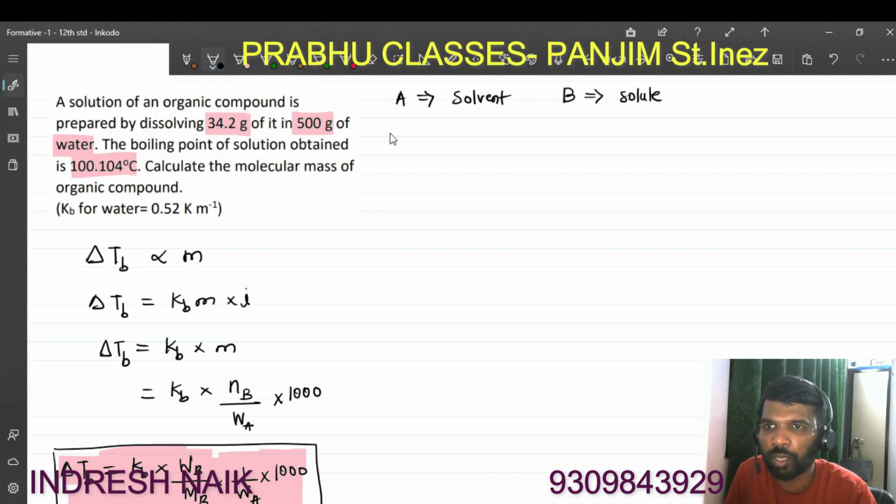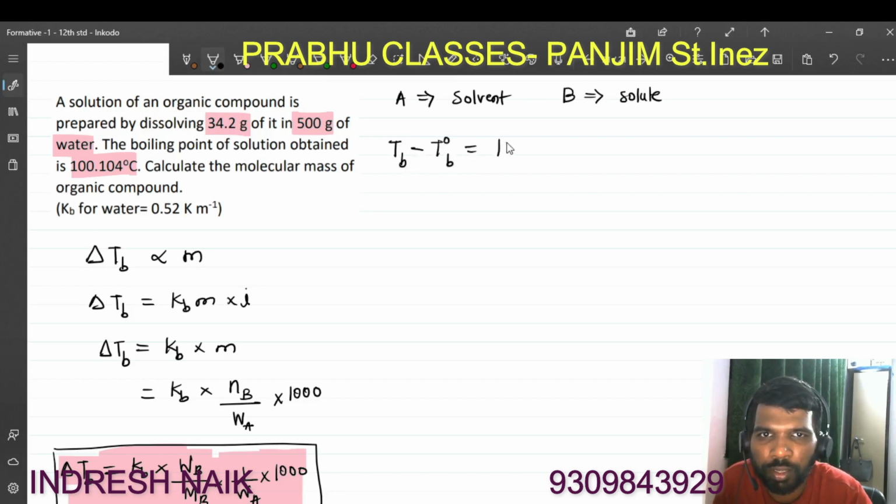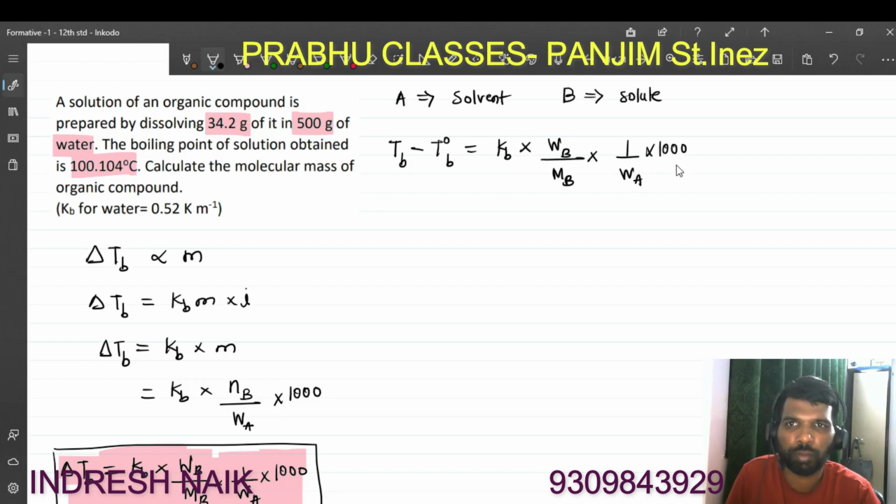Calculate the molar mass. So what would be delta Tb? Delta Tb will be equal to this. Delta Tb over here is Tb minus T0b, equal to Kb into WB upon MB upon WA into 1000. So 500 gram if you are writing over here as the weight of the solvent, then this 1000. Or you can write directly 0.5 kg also.